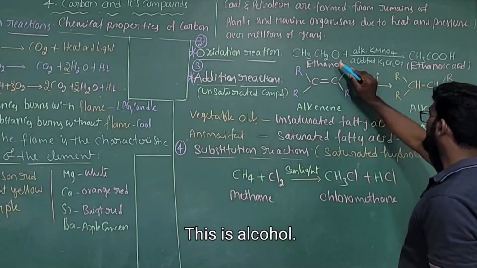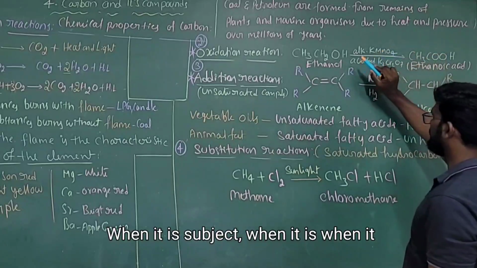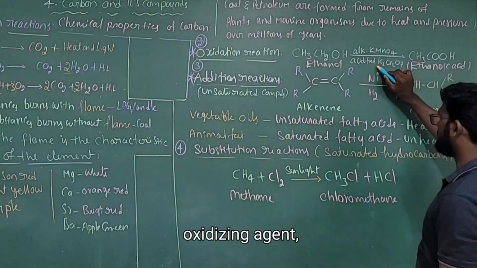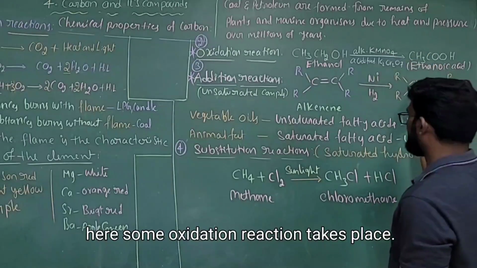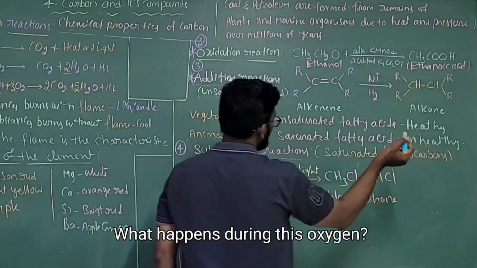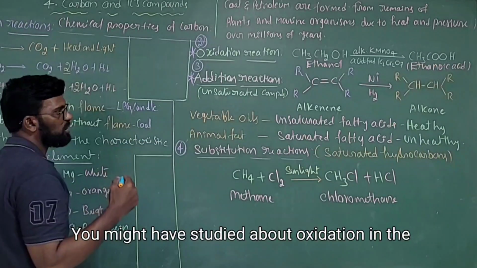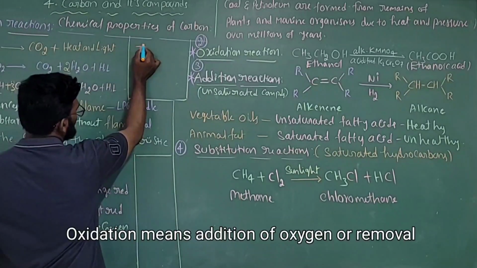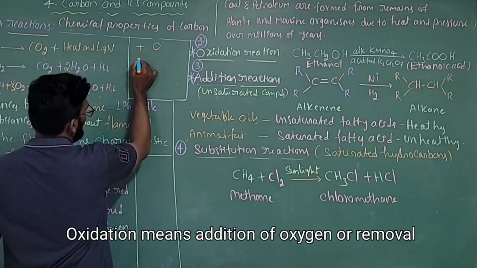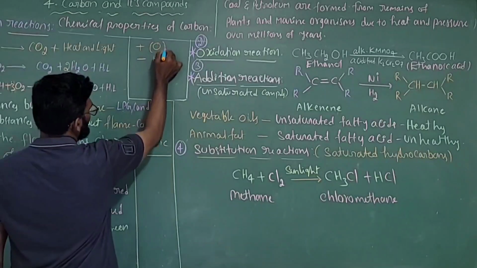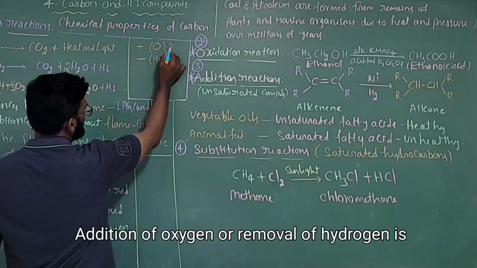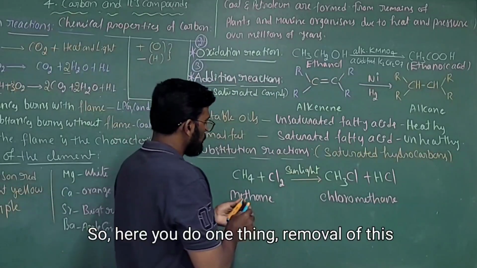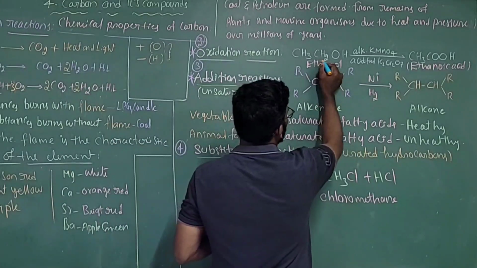This is alcohol. When it undergoes oxidation in the presence of an oxidizing agent, some oxidation reaction takes place. What happens during this oxidation? You might have studied oxidation in the previous chapters. So what is oxidation? Oxidation means addition of oxygen or removal of hydrogen. Addition of oxygen or removal of hydrogen is called oxidation. So both processes take place here. So here you do one thing, remove this hydrogen.